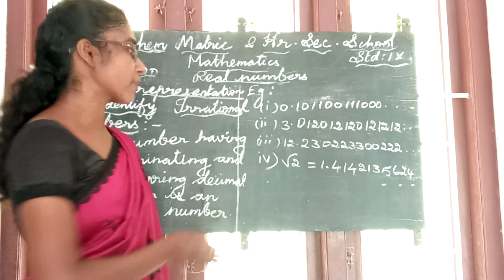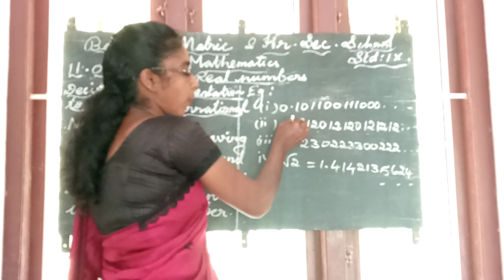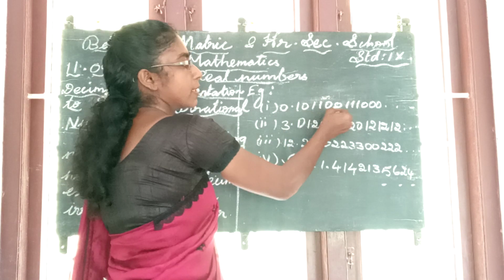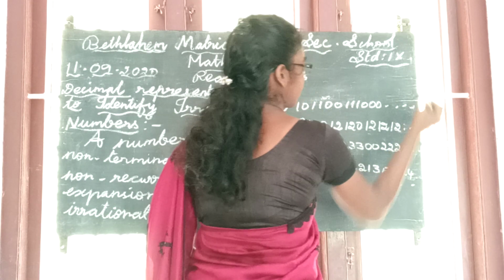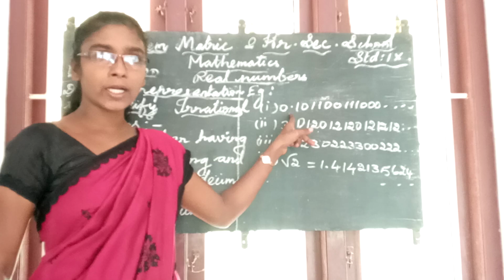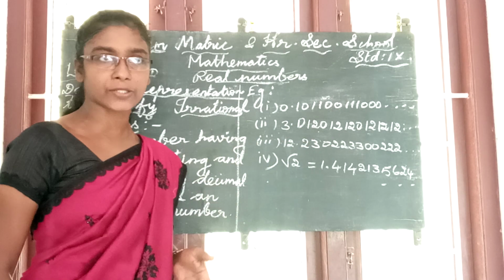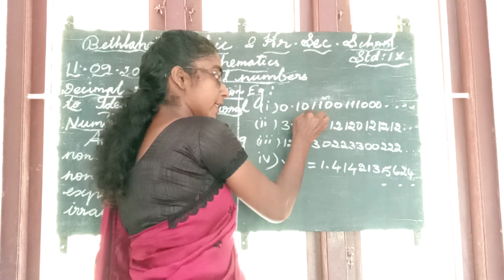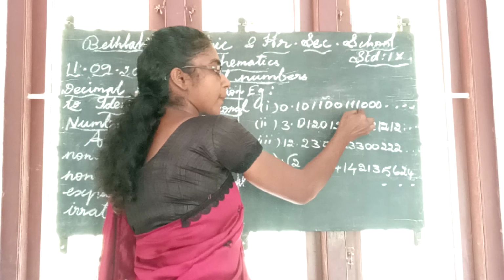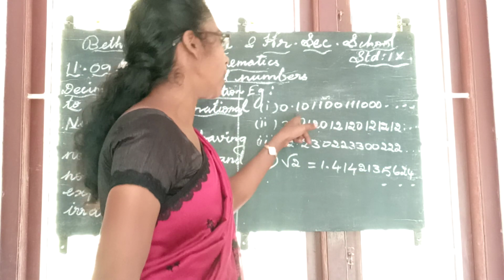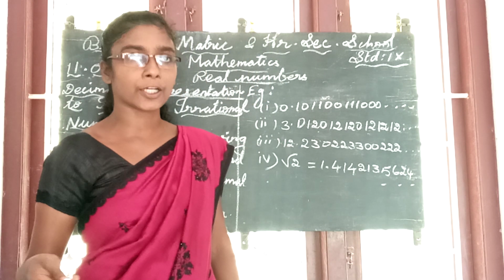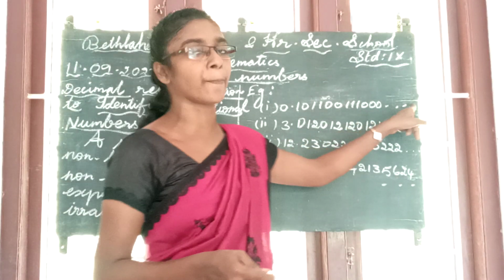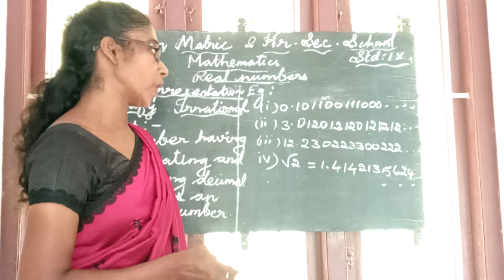Just listen to this number: 0.1011001110001 etc. Here 1 is repeating, and 0 is also repeating, but not in an orderly way. First 1 0, next 11 00, next 111 000. It is non-terminating and non-recurring, so this is called an irrational number.